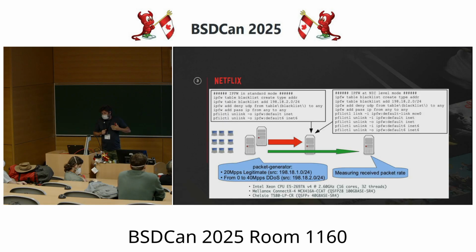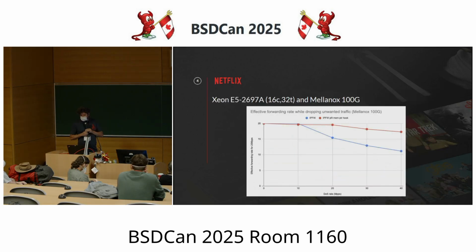Then, okay, let's try to have fun. I will generate 20 million packets per second of legitimate traffic, and I will measure the rate on my receiving side. And then I will start generating a DDoS, which means 40 million packets per second. Why? Because 20 plus 40 is 60 million, the maximum of a 40 gigabit NIC. And then I can start to have fun.